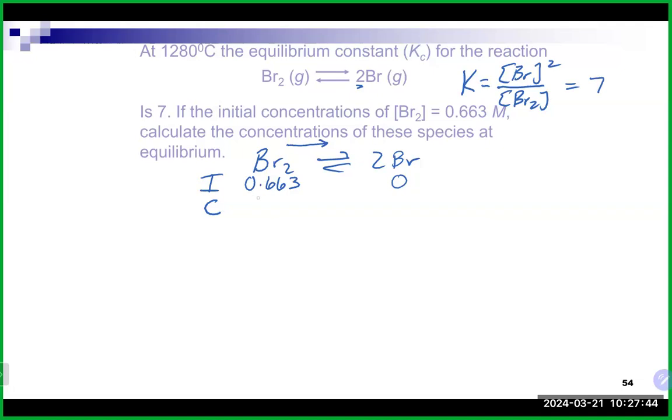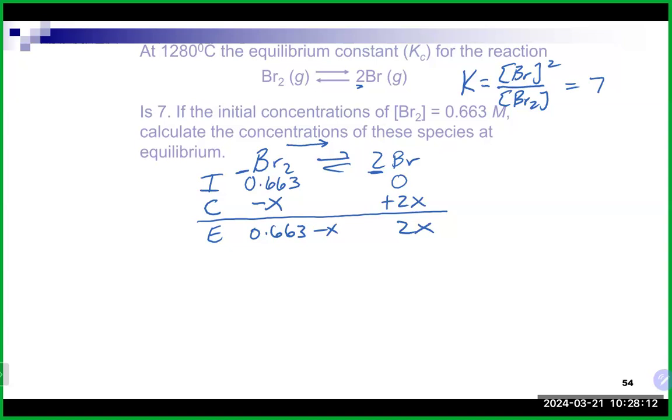In this case, it's going to be minus x because the coefficient is 1. We should be increasing on the right-hand side, which means this will be 2x in this case, again taking our coefficients there on our change. That means when we reach equilibrium, we will have 0.663 minus x and 2x. Questions on this ice table here?